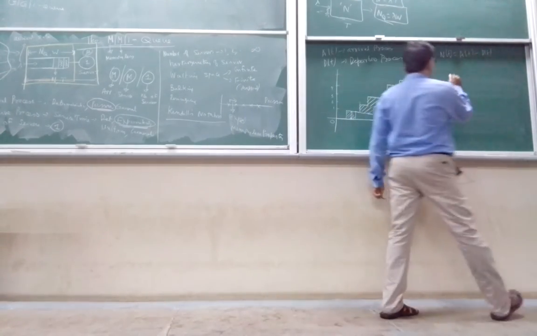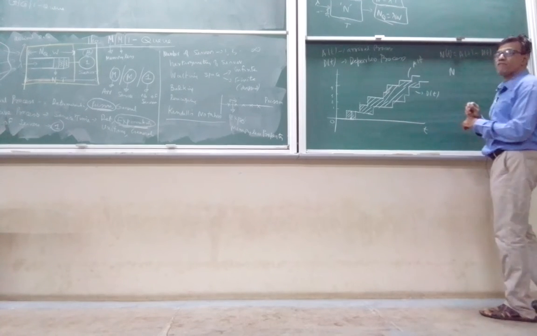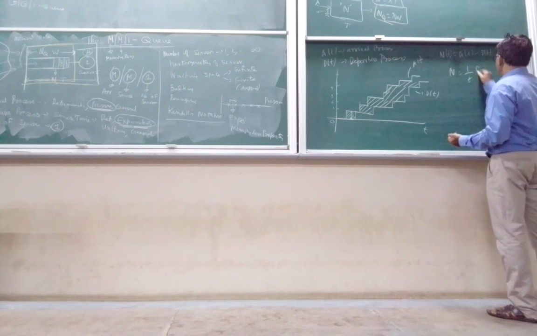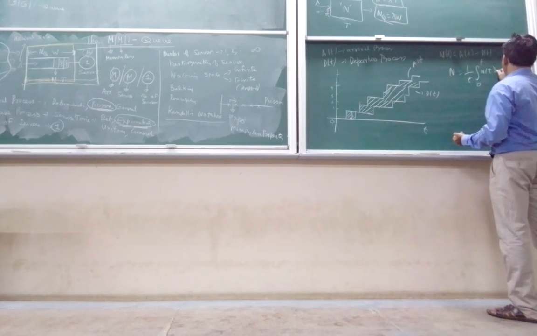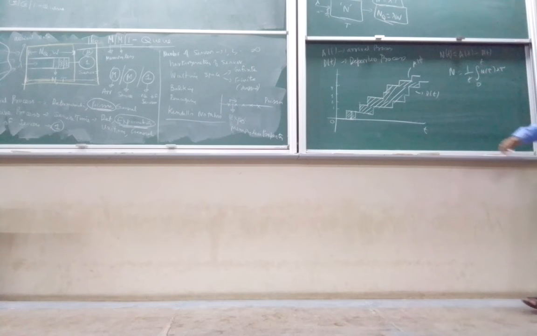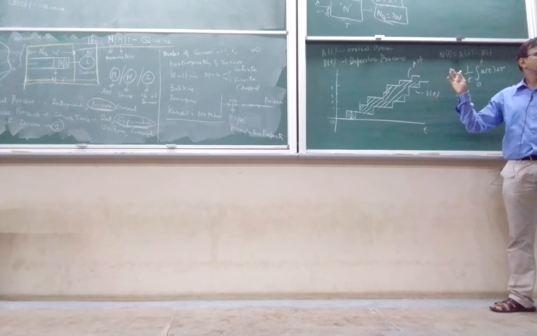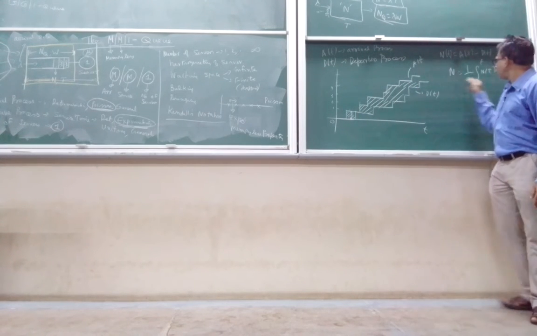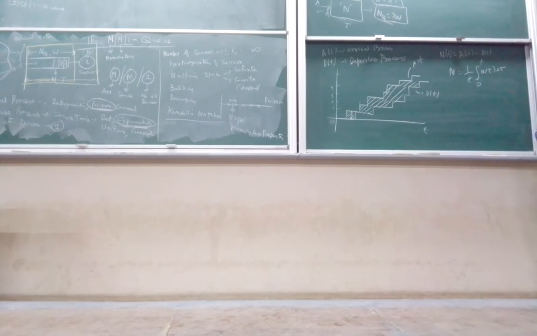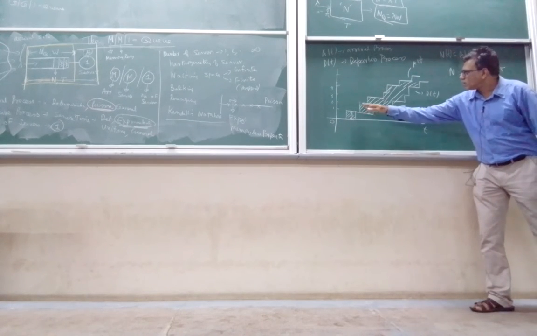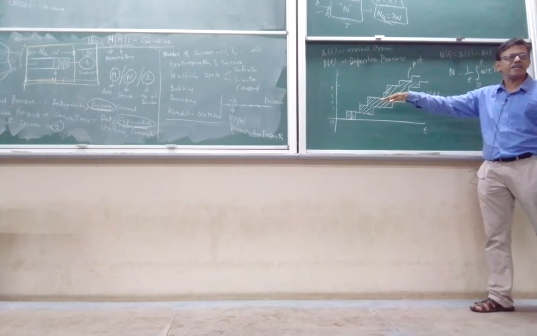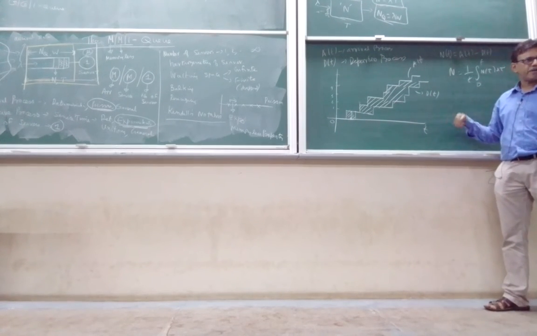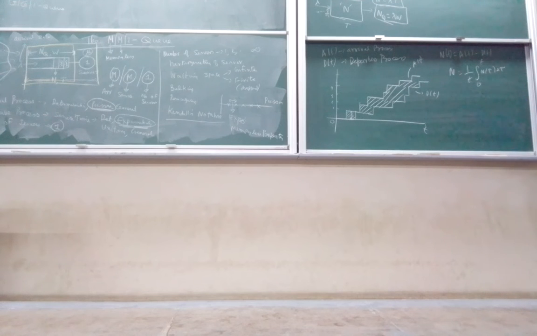We are interested in N. What is N? It is the average number of customers in the queuing system, which is equal to 1 by t, integral 0 to t, N of tau d tau. That is, you find N of t and then average it over a long time interval. This is what N is. Which means that it is the integration of this shaded area divided by the long time over which you take this integration.